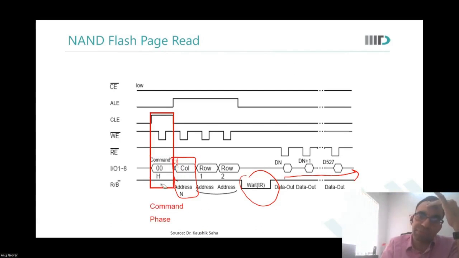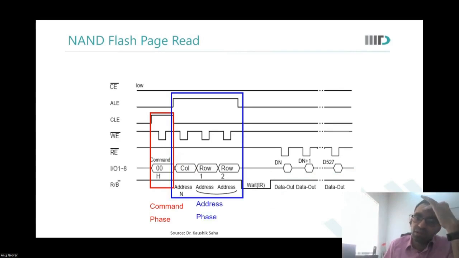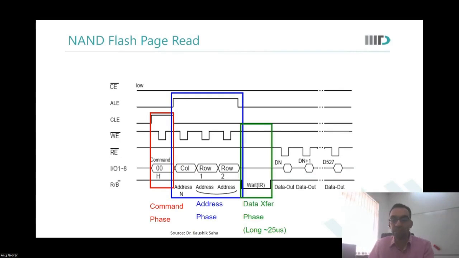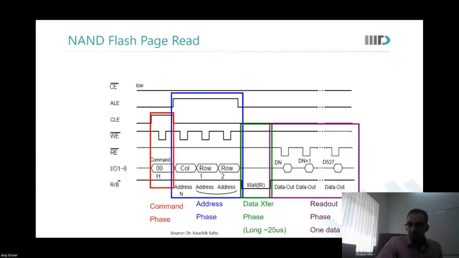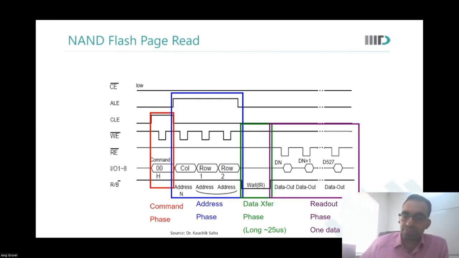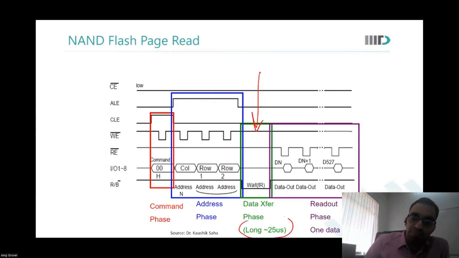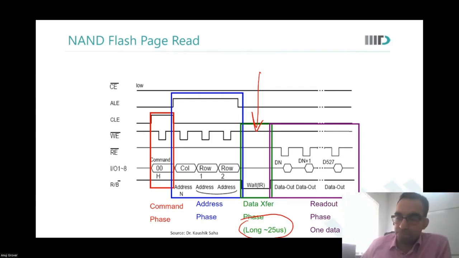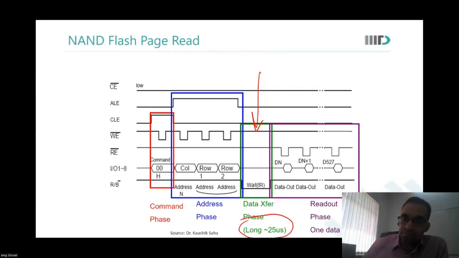Let me remove mine and show the diagram. So this is the first phase, the command phase, then we have the address phase, then the data transfer phase. And once the data transfer has completed, you kind of say, okay, we will read out. This, though it has been shown to be a small bit, is actually a long phase.